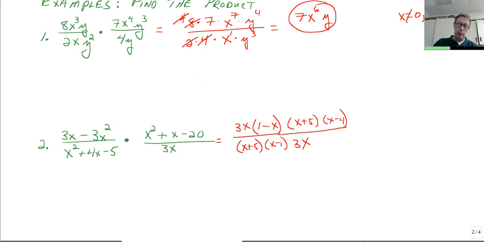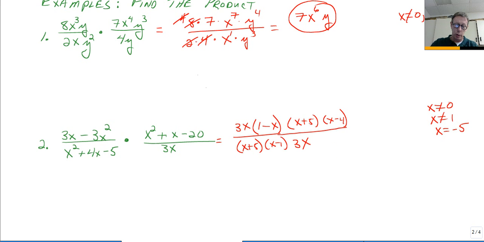Okay, so now let's figure out the values that I cannot have in the denominator. So I would not be allowed to have x equal to 0. That would cause, if this x was 0, my denominator would become 0. For this factor right here, x could not be equal to 1. And for the first factor, x could not be equal to a negative 5.